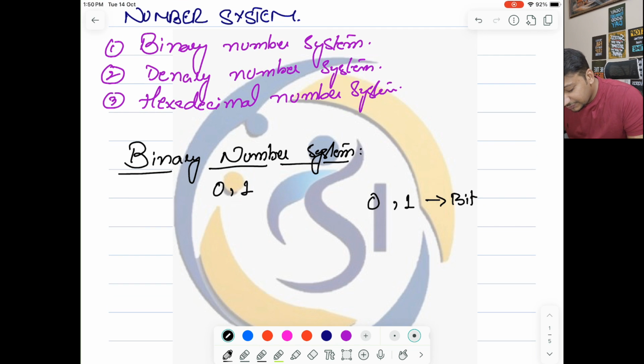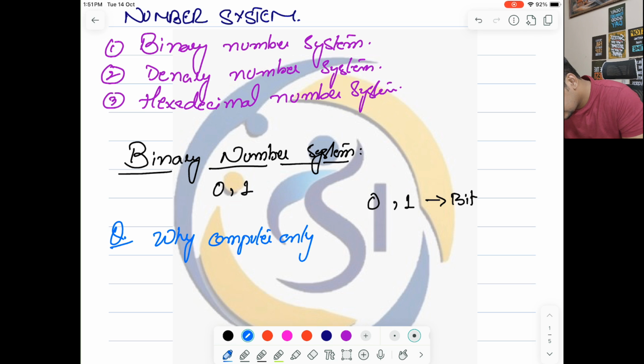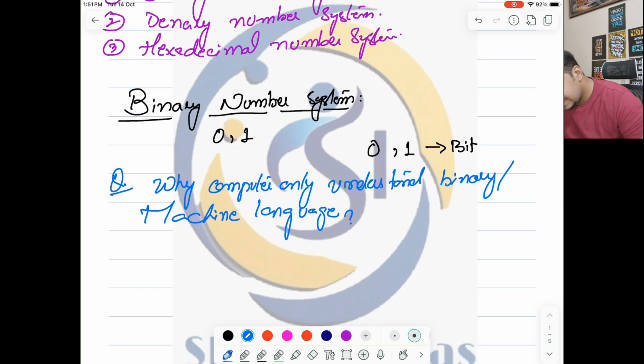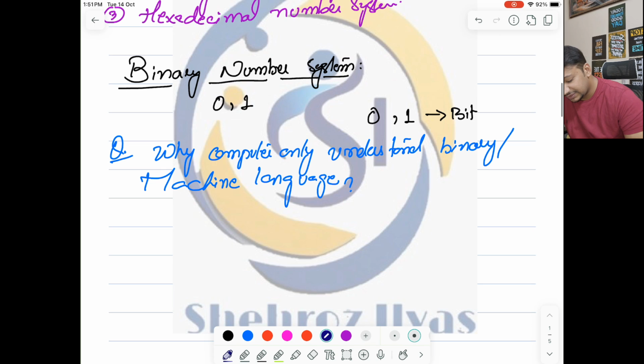So what you're gonna write if they ask you this question? For example, you have got this question: why does the computer only understand binary or machine language, right? So what you're gonna write in that?